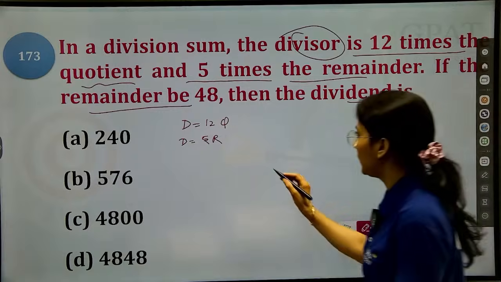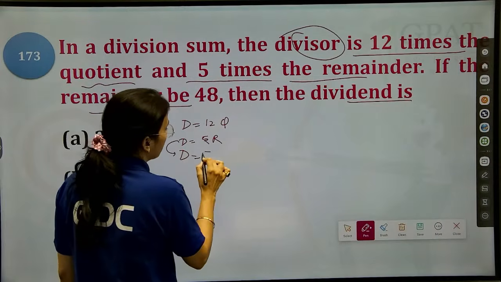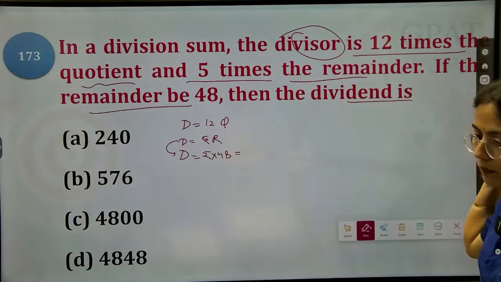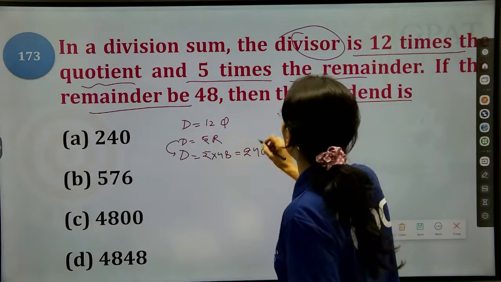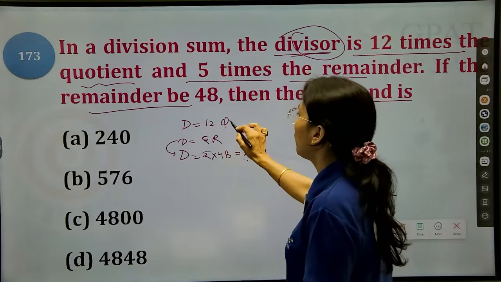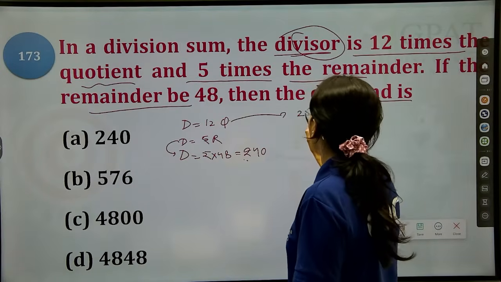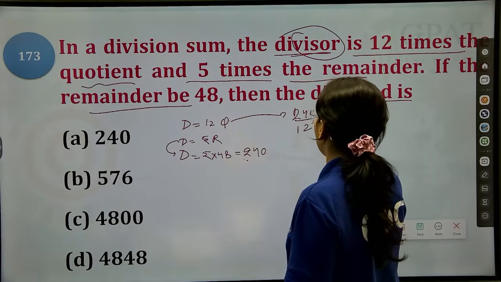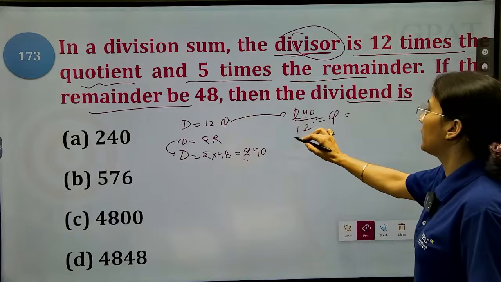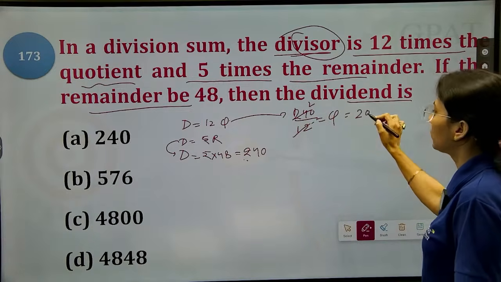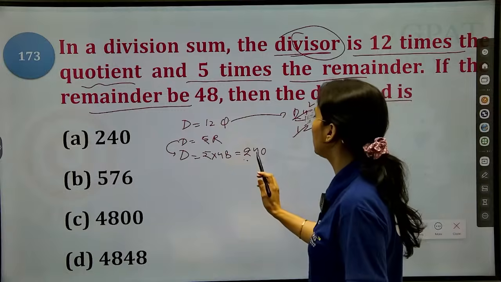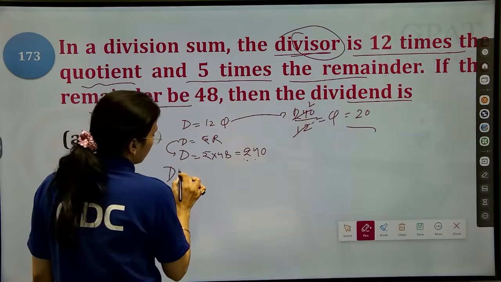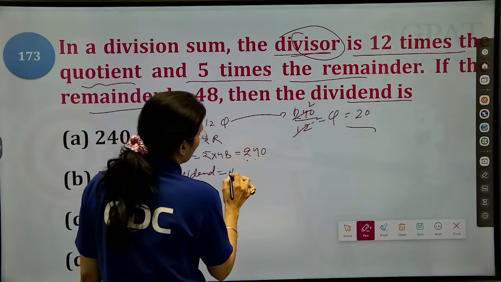From this we can say that the divisor is equal to 5 multiplied by 48. 5 multiplied by 48 we will get 240. So the divisor is 240. Now we can easily find the quotient. The quotient is 240 divided by 12, which is 20. So the quotient is 20, the divisor is 240, and the remainder is 48.